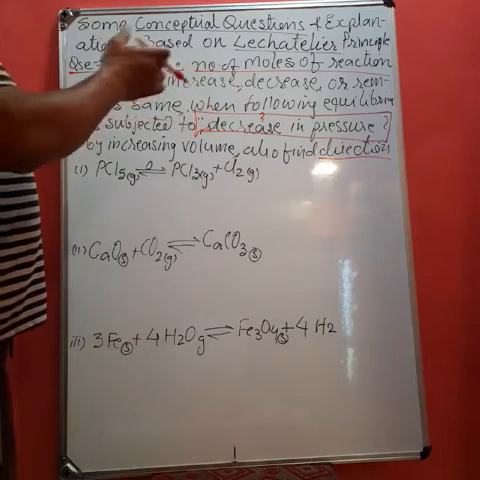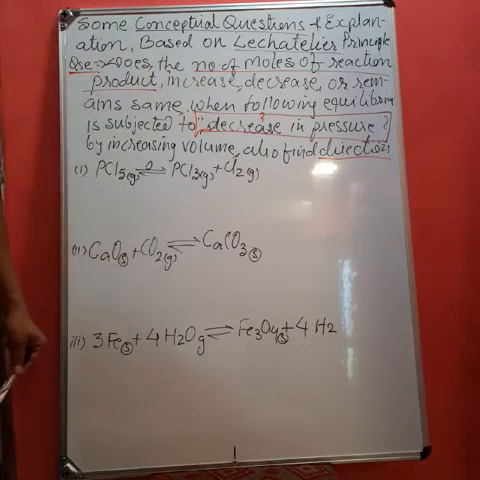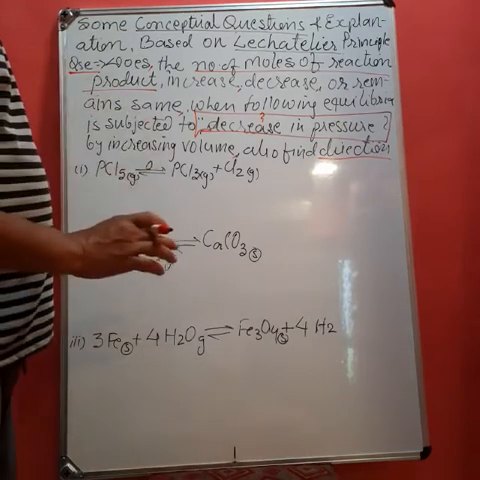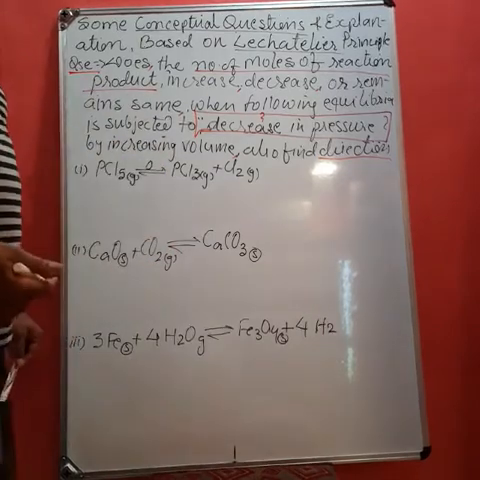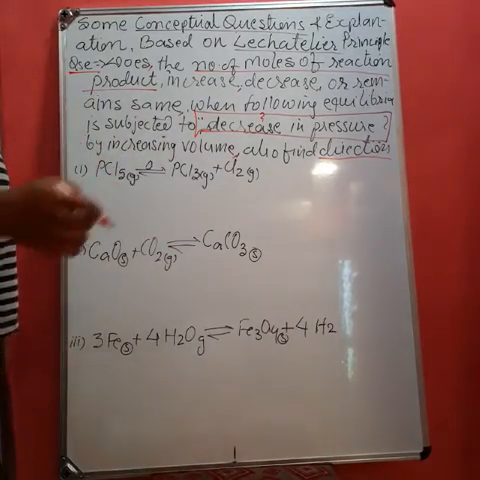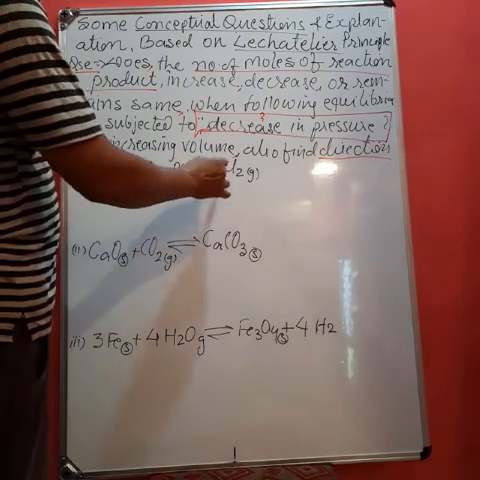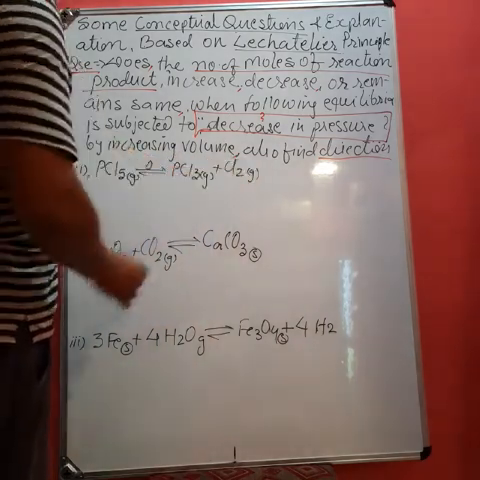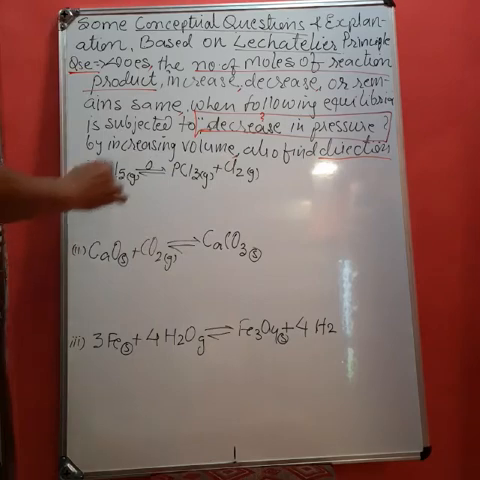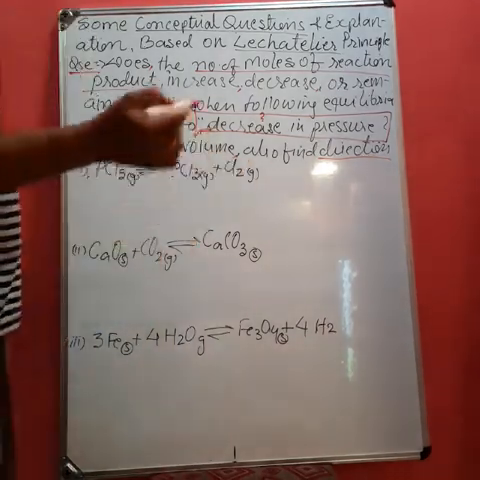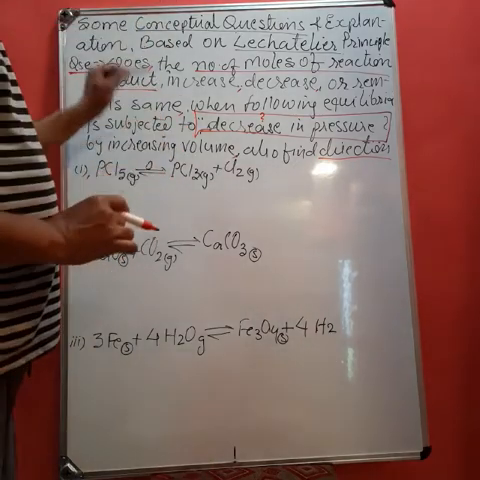Students, to solve such a question, it is necessary to read the question properly at least 2 times and then properly understand what the question is. Okay, so now I am going to deal with the first question. PCl5 is converted into PCl3 and Cl2. These are called products and this is called the reactant. So we have to find out what will change in the reaction product if the pressure decreases.